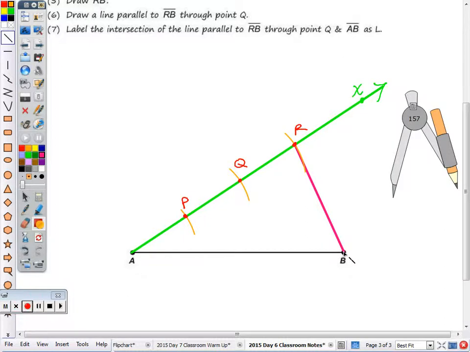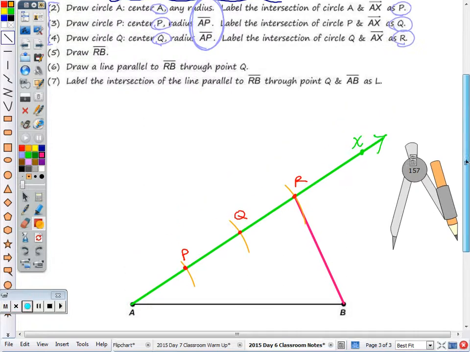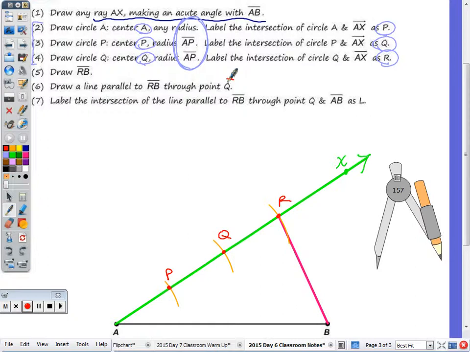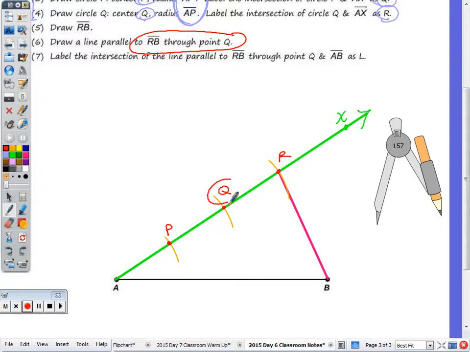So after you make your arcs, you connect the segment, and this says to draw a line parallel to RB through Q. So let's look at why it's Q. We can draw a parallel line through Q. We've done parallel line construction before. But why Q? Because Q has divided our given ray into a ratio 2 to 1, correct? So then, that's why we pick Q, is because wherever that line crosses here, that's going to be the point. But we have to construct it.